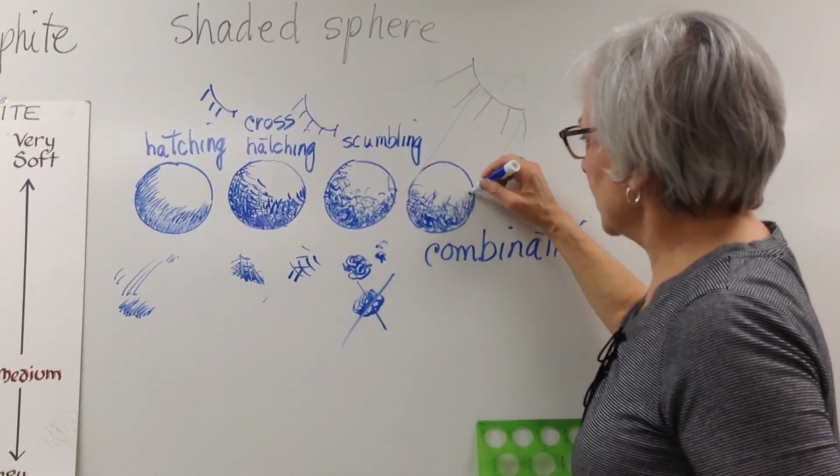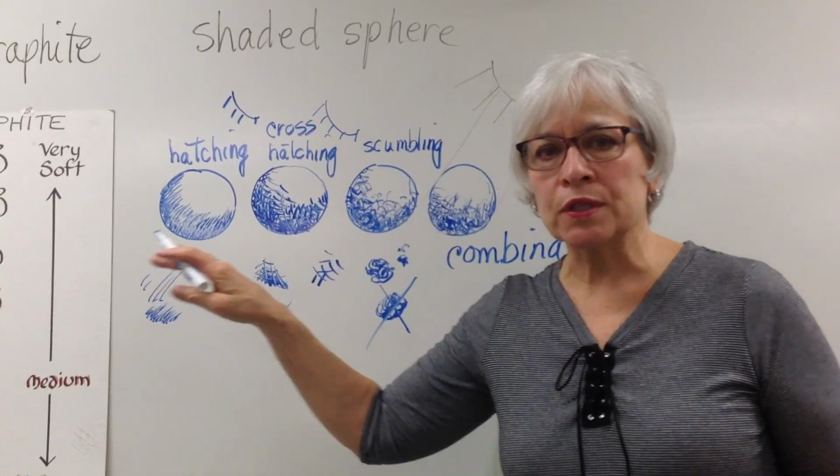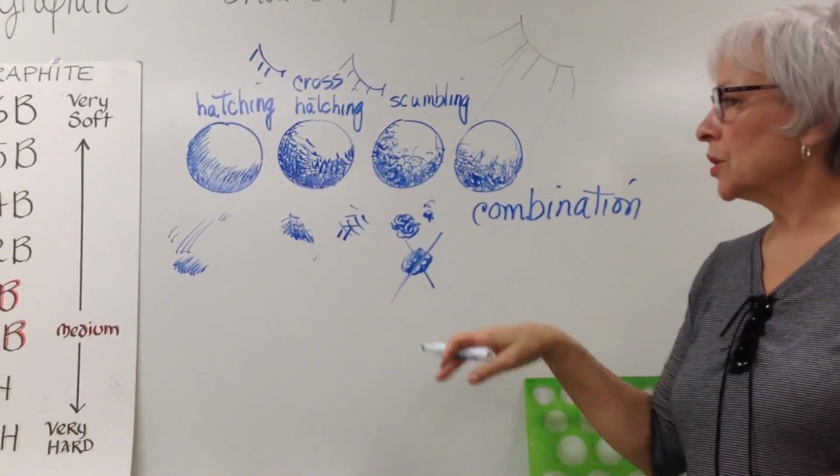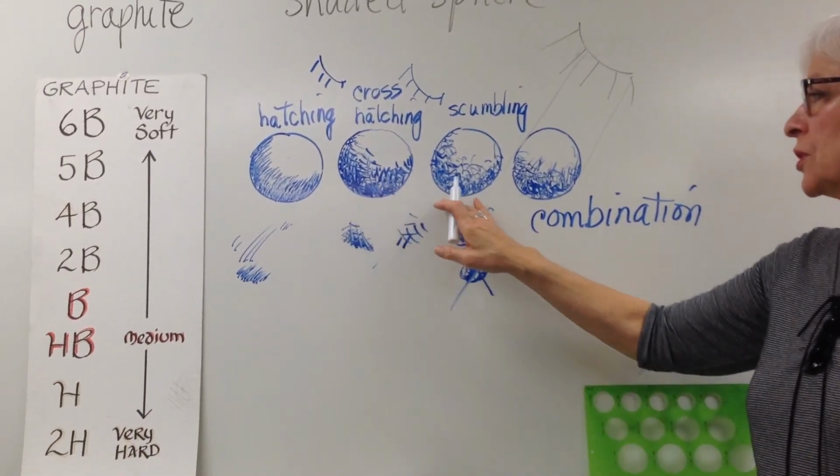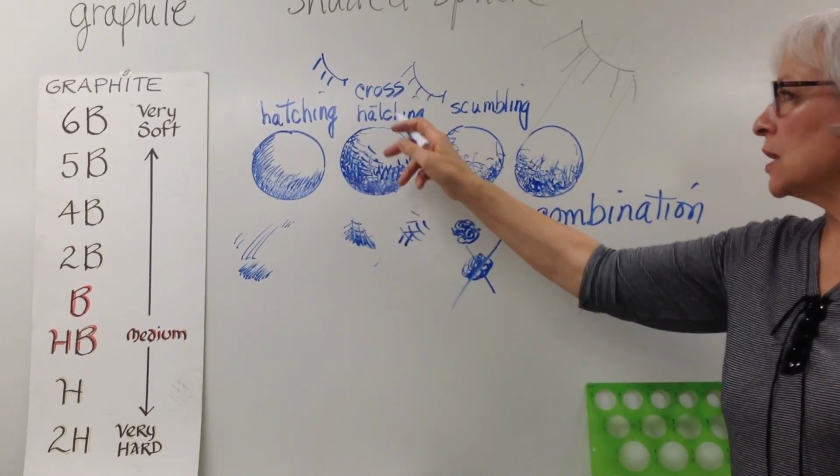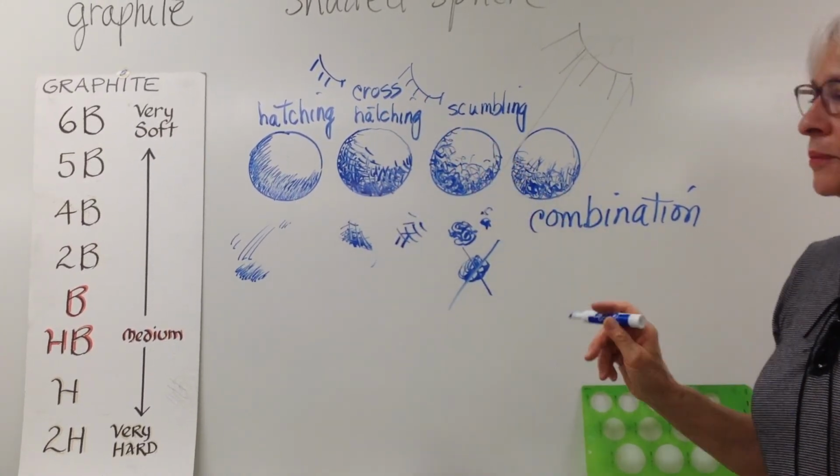Okay, and so now what I'd like you to do is to practice those four techniques in your sketchbook, shading 4 spheres with hatching, cross-hatching, scumbling, and a combination technique.